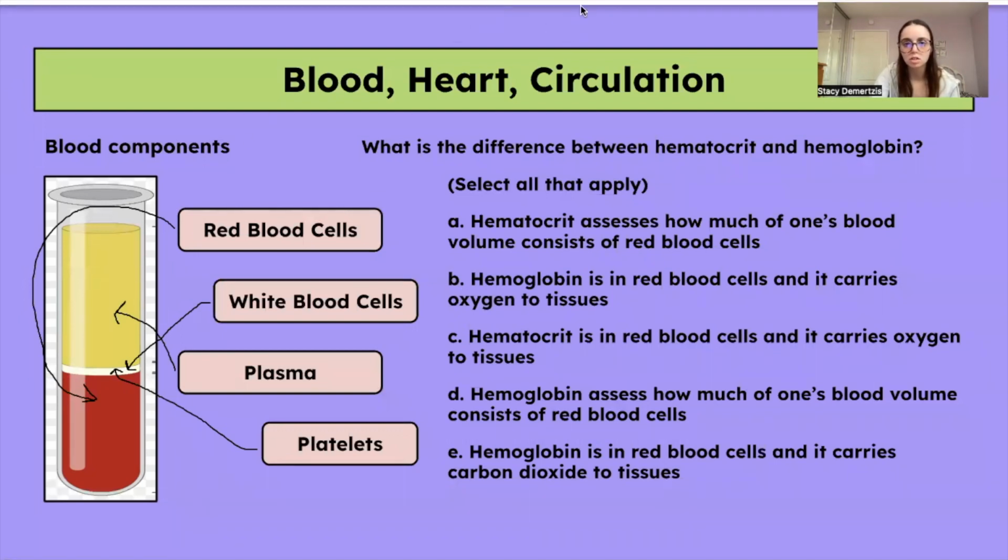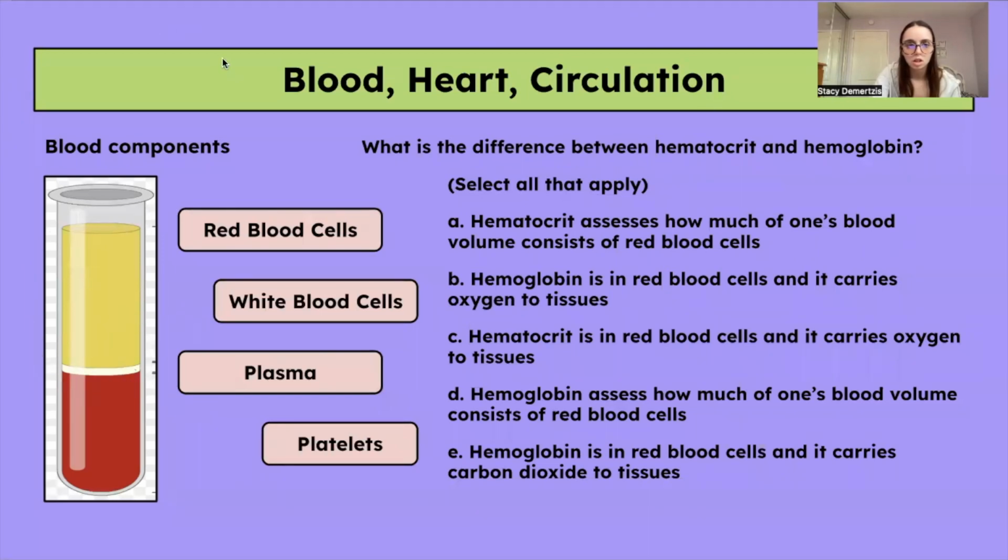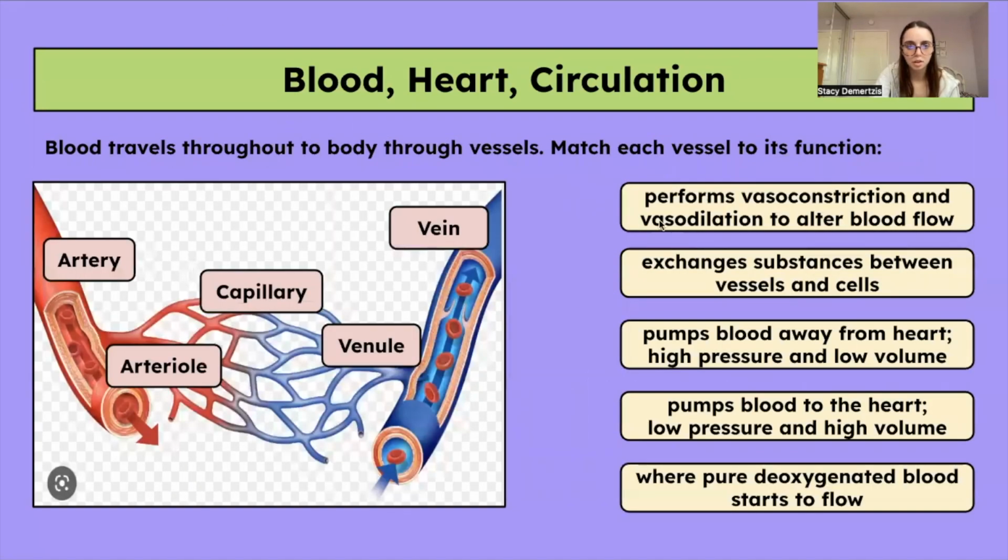Let me clear these annotations. We can go on to the next one. Okay, so we talked about blood. Now let's talk about blood vessels. Blood travels through our body through different blood vessels, and I have these blood vessels listed here.